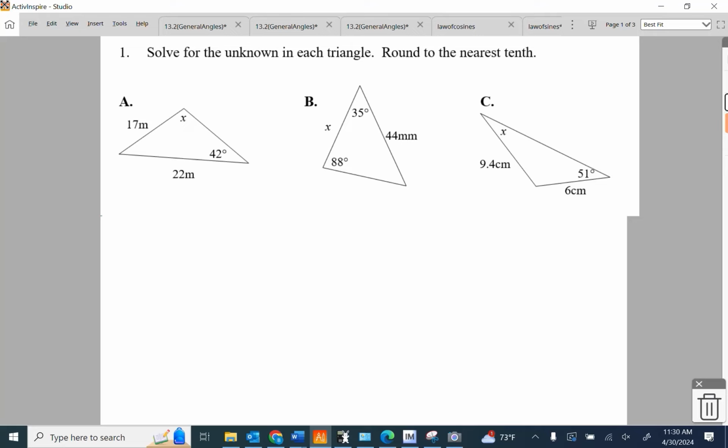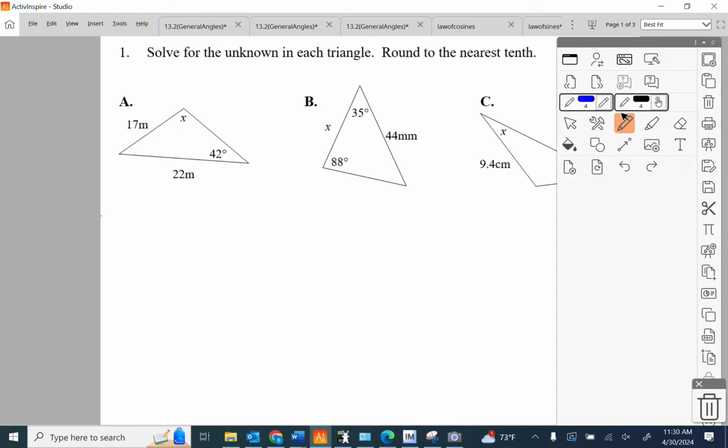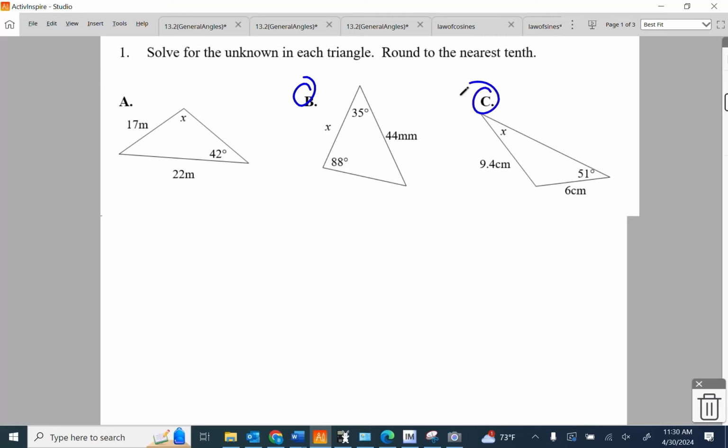So this is the sine law worksheet. It's not hard. I would love to get excited about teaching law of sines, but the reality is it's just a formula. That's all it is. The first part is solve for the unknown in each triangle, and I'll probably do two of these. Probably that one and that one.